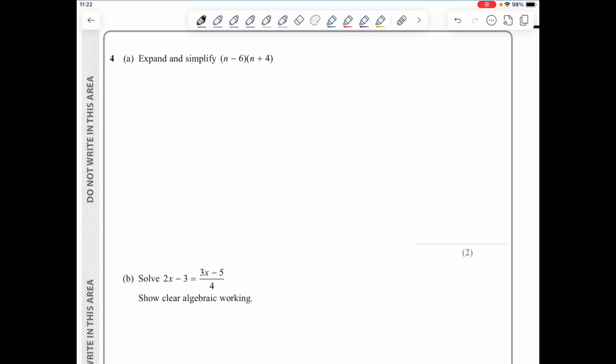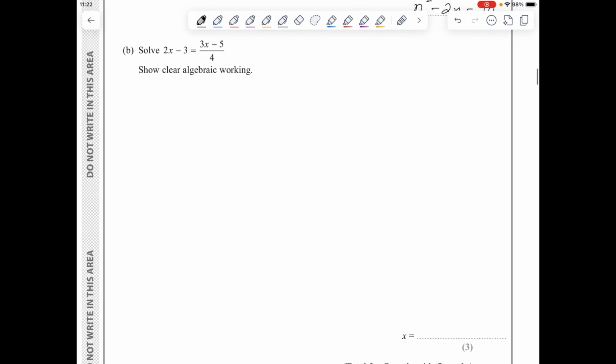For part A of question 4, if we expand, we get n squared plus 4n minus 6n minus 24. Collecting like terms will give me n squared minus 2n minus 24. For part B, let's start by cross multiplying. 4 times 2x minus 3 is equal to 3x minus 5. Now let's expand. 8x minus 12 is equal to 3x minus 5. I'll take all the x's to the left and get 5x, and then everything else on the right will give me 7. So x is 7 over 5.